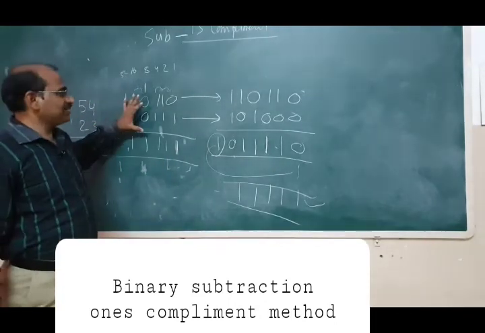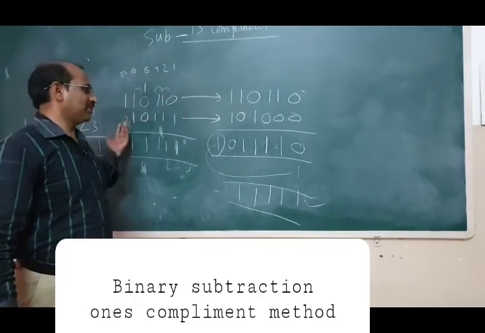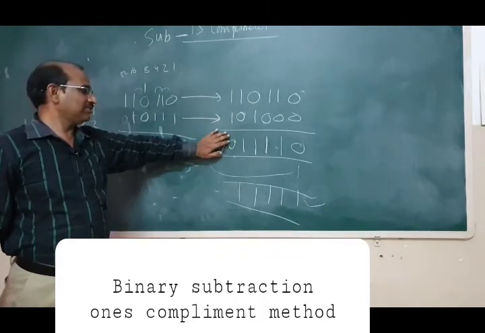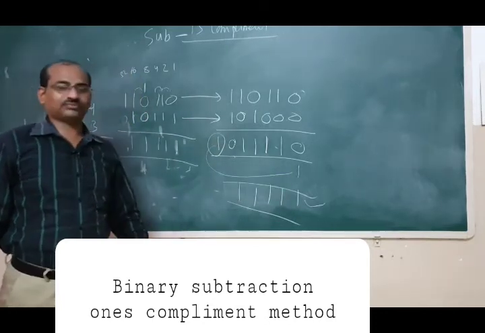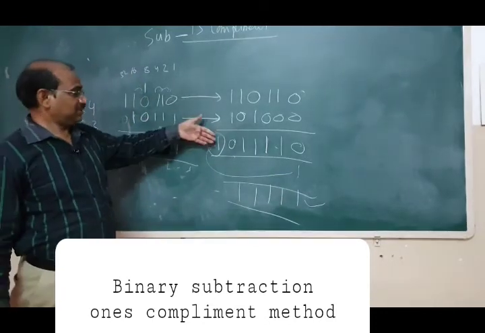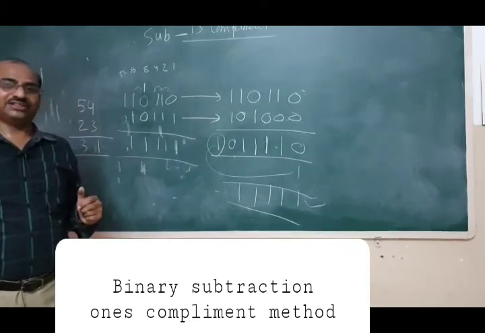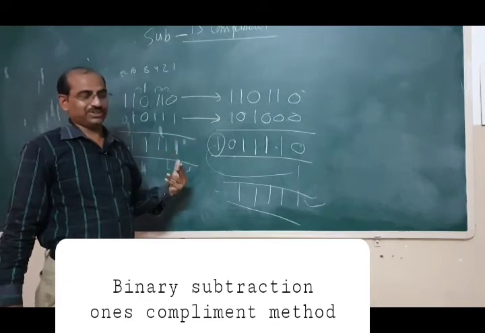What is the advantage here? You take the number as it is, you take the complement, you do an addition here, and you will get an end round carry, and you will add this one. Sometimes you don't get a carry also, then leave it as it is. This we will discuss while we are discussing the 2's complement method.